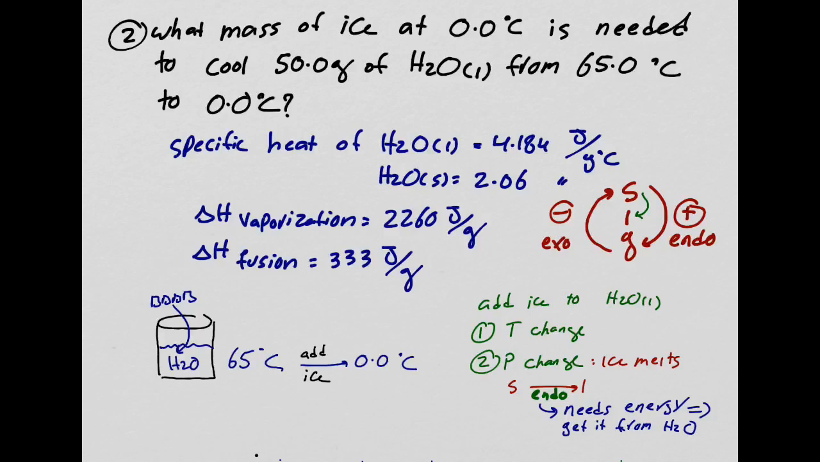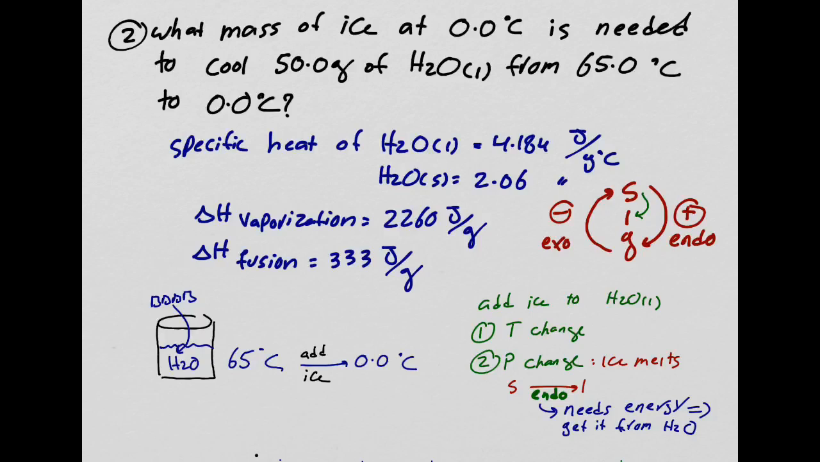Again, ice is going to melt. That's an endothermic process. For solid to go to liquid, it needs energy. Where is it going to get that energy from? It's going to get that energy from the water. So the ice is going to get the energy from the water so it would melt. You guys are following me so far? Okay, so ice gets the energy from the water, so it would melt.